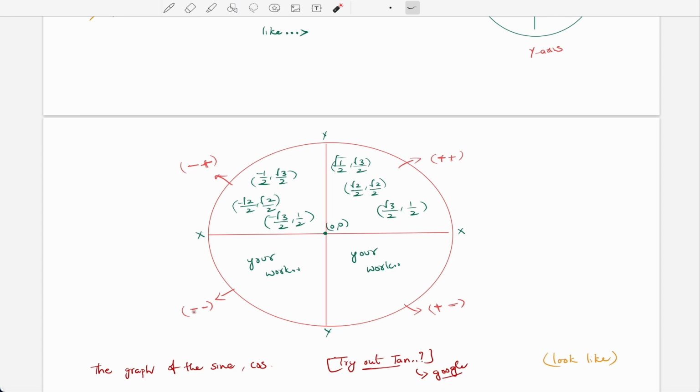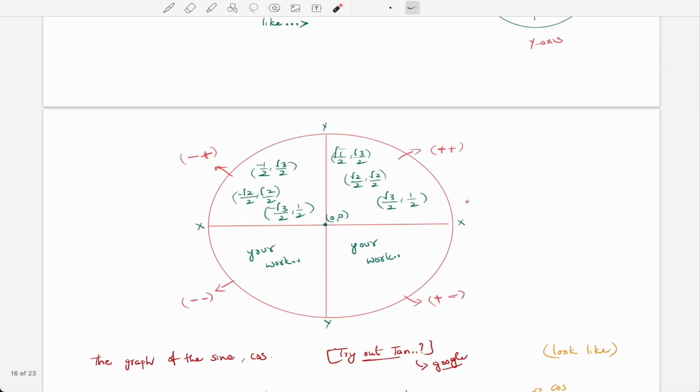And we have minus minus. This is your work, and we have plus minus here. These two are your work. Just simply, we have minus minus, right? So it will become minus 1 by 2 and minus root 3 by 2. It will become minus root 2 by 2 and minus root 2 by 2. We have minus root 3 by 2 and minus 1 by 2, right? So it's just simple. I hope you do that.